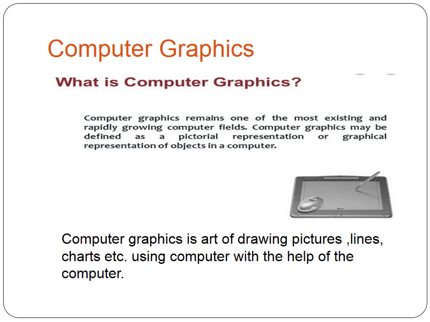First, we will see what computer graphics is. Computer graphics may be defined as a pictorial or graphical representation of an object in a computer. Or computer graphics is the art of drawing pictures, lines, charts, etc. using a computer with the help of a computer program. In an easy way, graphics means pictures, and an image is drawn by lines, points, etc.